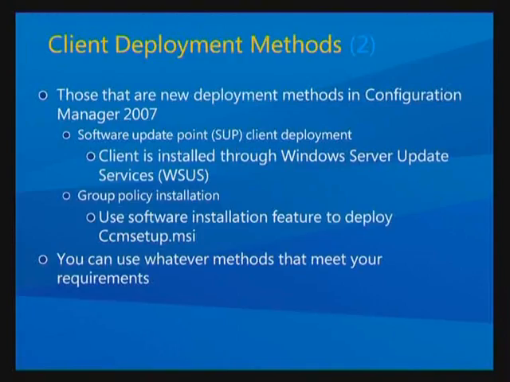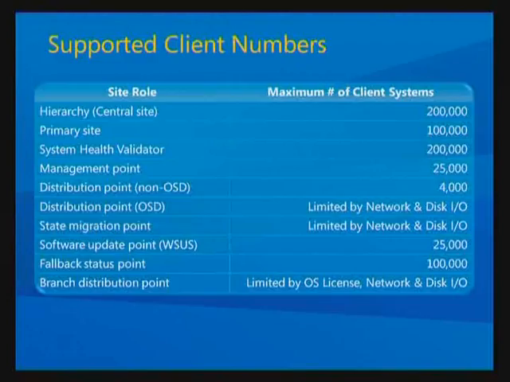Okay, supported client numbers. These numbers didn't really change from SMS 2003. We support up to 25,000 clients per management point. We support up to 100,000 clients per site. So obviously, if you only support 25,000 per MP and you want to get to 100,000, you have to have multiple MPs. You only have one default MP in your site. So that would mean an NLB cluster of up to 4 MPs to get you up to 100,000 clients. That's the same as it was in SMS 2003.